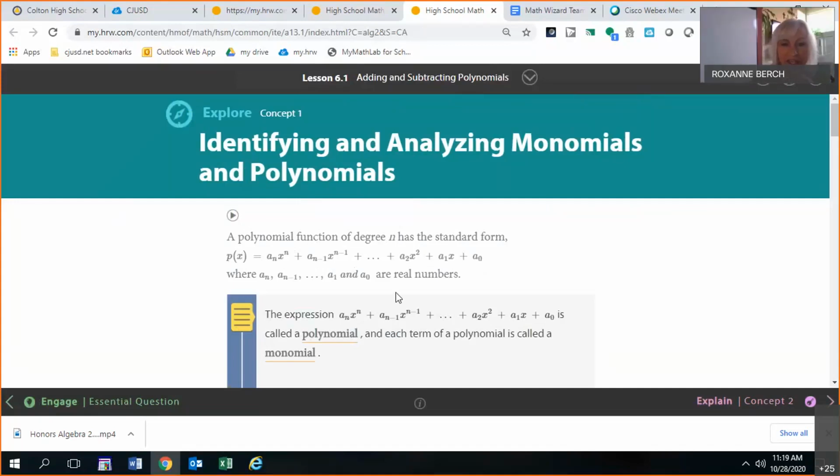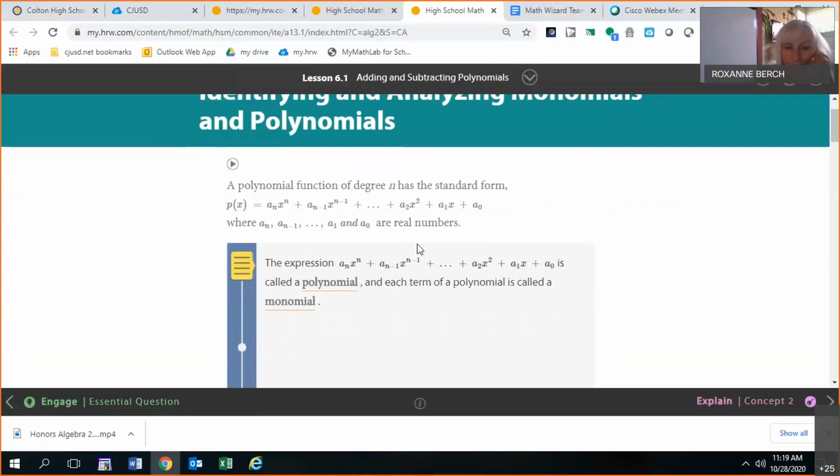It's saying that this is a polynomial in standard form. That means in descending powers of x, and it has nothing to do with the coefficients. It's called a polynomial, and each term is called a monomial. Last time we talked about each one of these being a term, and now we're calling these terms monomials. Mon means one. Notice that the monomials are separated by plus and minuses. Let's go to the next one.